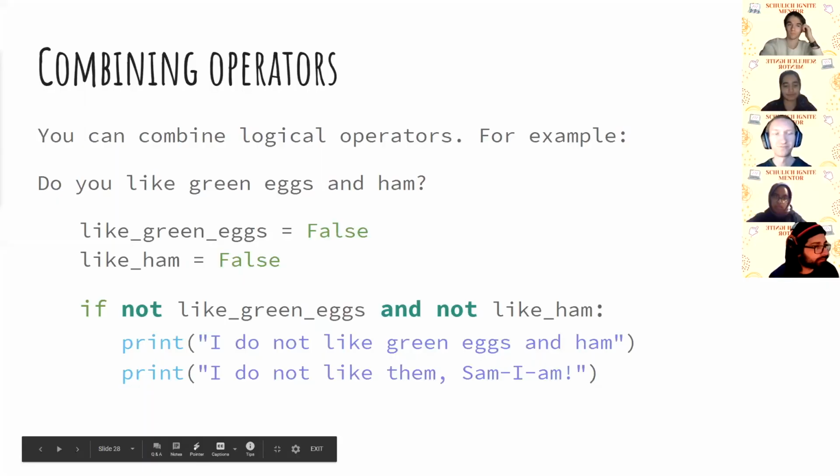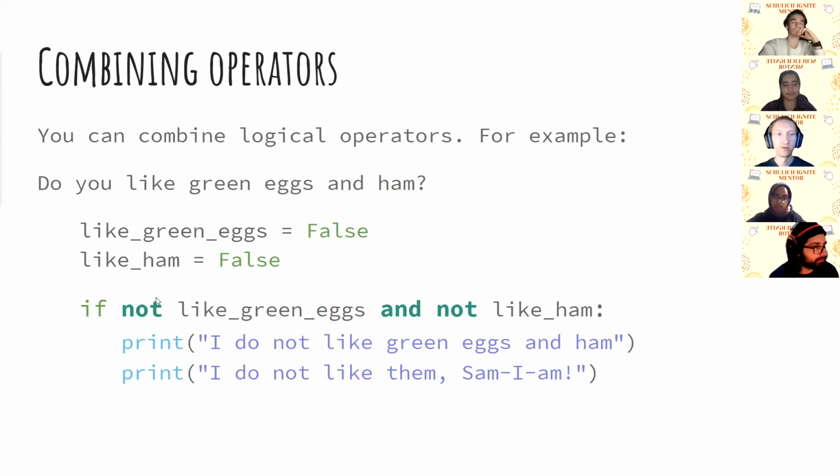There's a slide here that talks about this not operator. We didn't show that one, but it works as you expect. Here we have green eggs is not true, so we have false. Liking ham is also false. In the statement, we're asking, do we not like green eggs and not like ham? Not false would be true on this side. Not liking ham is false, so not false is going to give us a true. Both sides are true. That means we are going to be printing out, I do not like green eggs and ham. I do not like them, Sam I am.